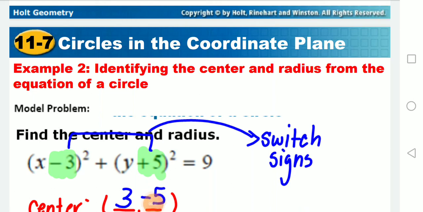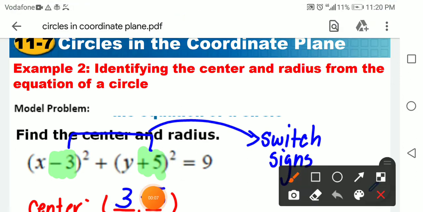Hi dear students, welcome back to part 2 of the circles in the coordinate plane. So I have here identifying the center and the radius from the equation of a circle. If it's given here the equation and it asks you to find the center and the radius, it's very easy to find them.